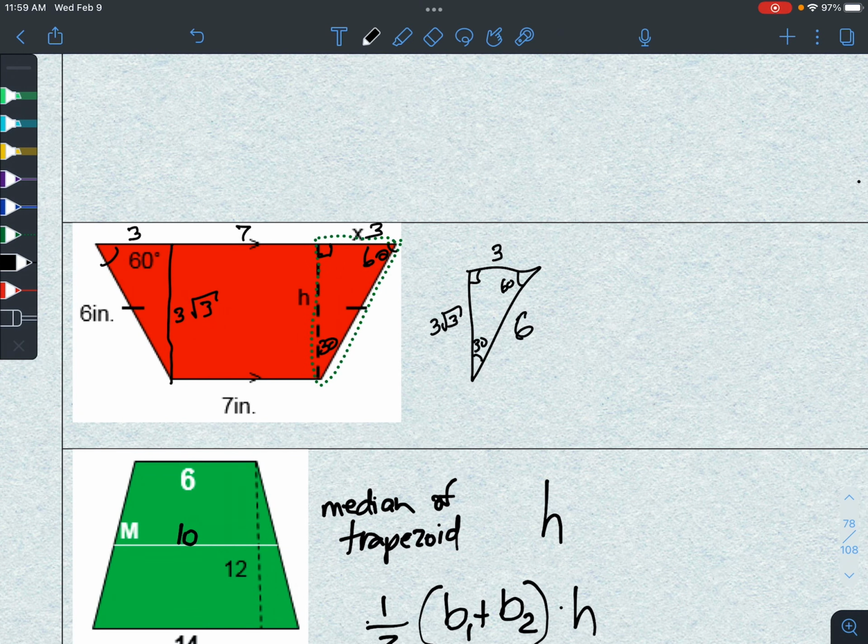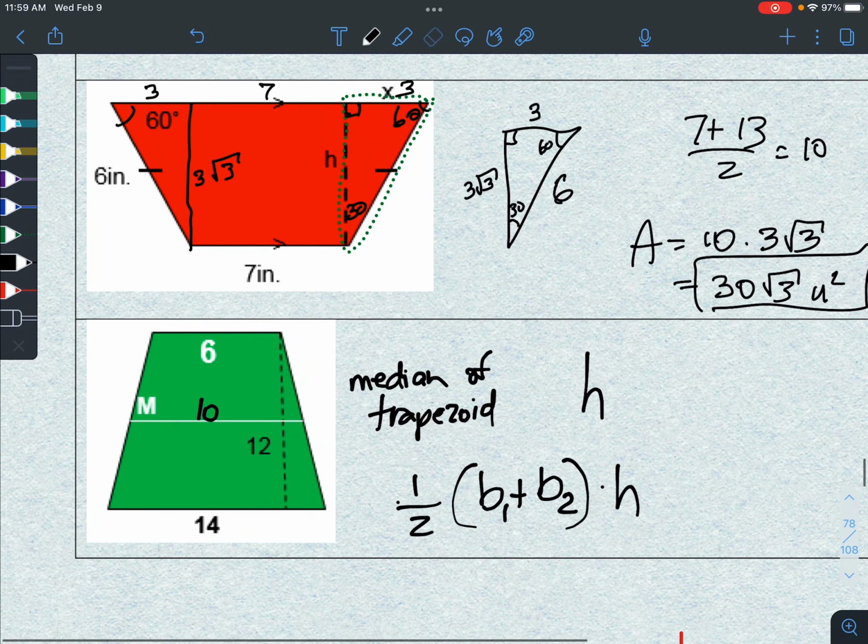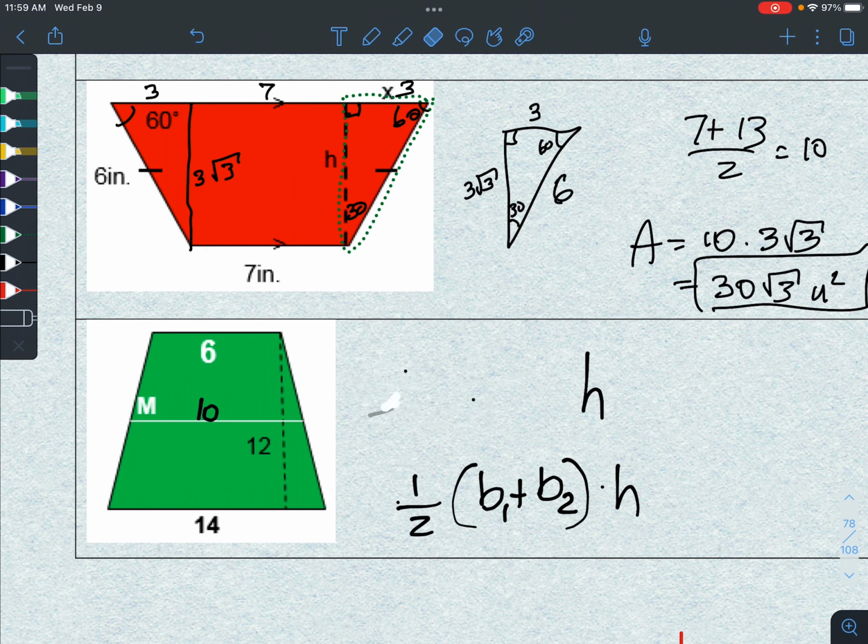So now it becomes, however you want to do it, again, what is the average base? In this case, it would be 7 plus 13 divided by 2, which is 10. So there's my average base. So the area is 10 times 3 root 3. So the area is 30 root 3, again, units squared. All right?